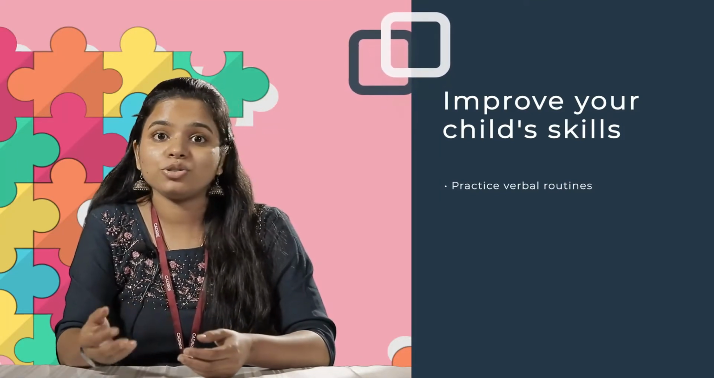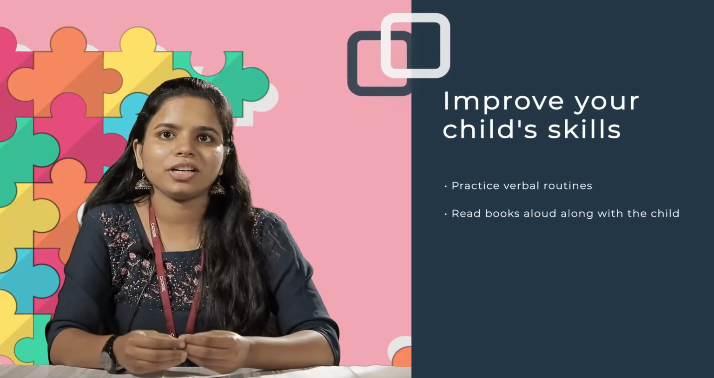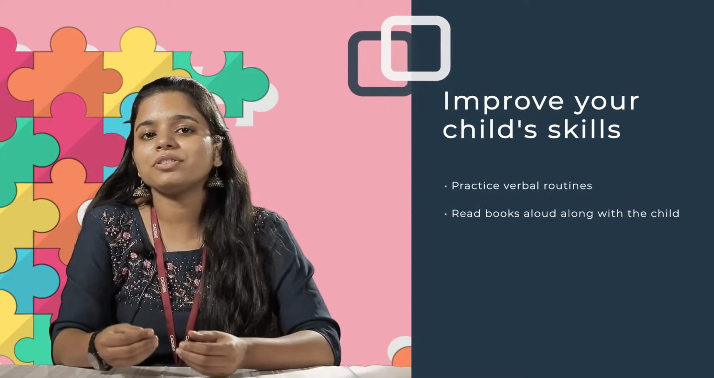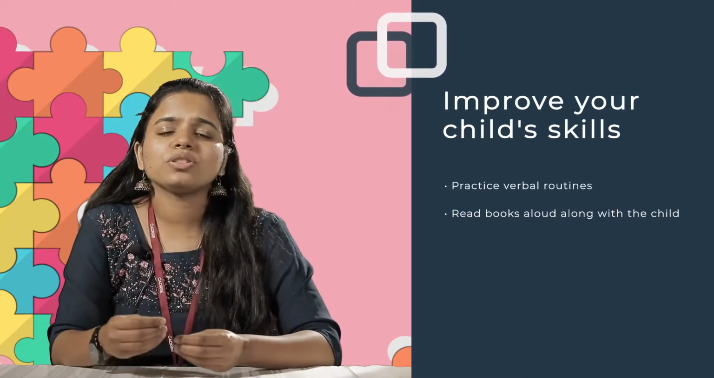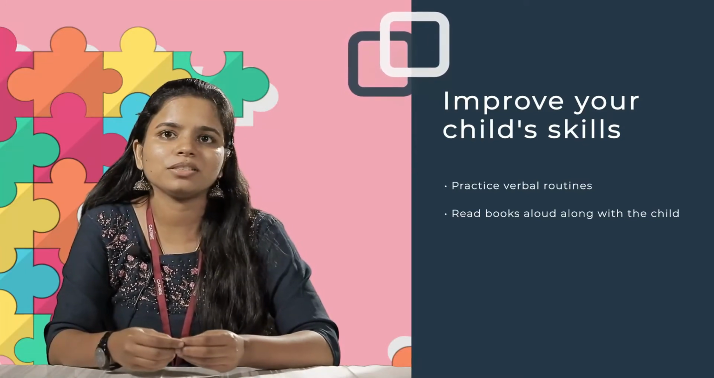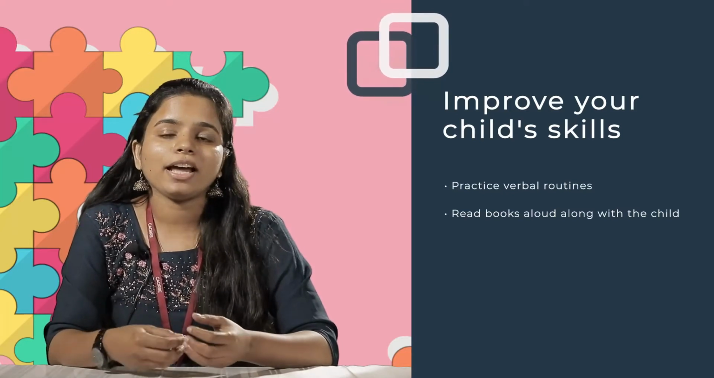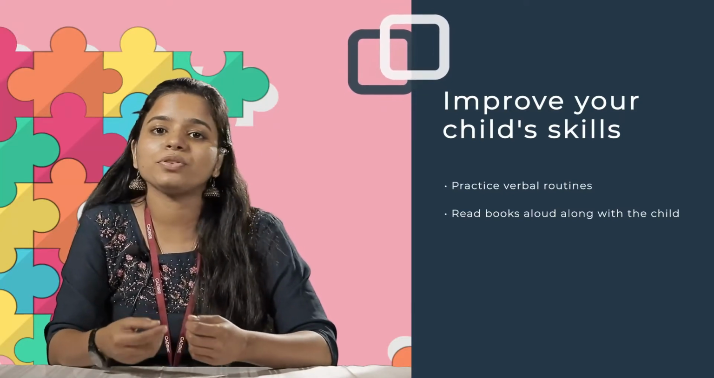Practice verbal routines. Practice words that are predictable. We say those words in the same way in the same activity repeatedly. For example, 1, 2, 3, start, ready, steady, go, or nursery rhymes. Read books aloud along with the child. Reading books is a wonderful way to improve the language. Use simple books having the child's daily activities and books with repeating words so that the child will get the opportunity to read along, and also it will help the child to improve the language.